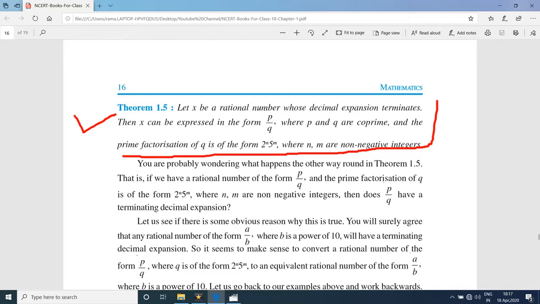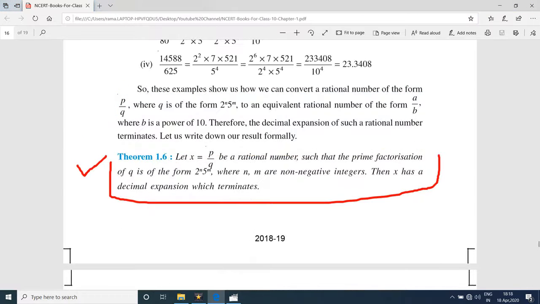That is, if x is a rational number and it is terminating, then the denominator will be of the form 2 raised to n into 5 raised to m. What does theorem 1.6 say? That is the reverse of this. If x is a rational number and the denominator is of the form 2 raised to n into 5 raised to m, then it will be terminating.